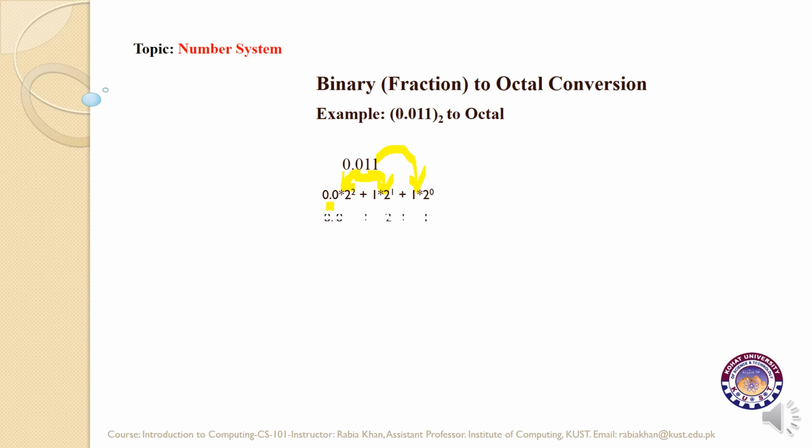Now we perform the multiplications. This is the result of multiplication, and after adding up these bits, the result is 0.3 in base 8. So how do you write the answer? 0.011 in base 2 is equal to 0.3 in base 8. So we have done both the whole binary number and the fractional part. Now we combine both.